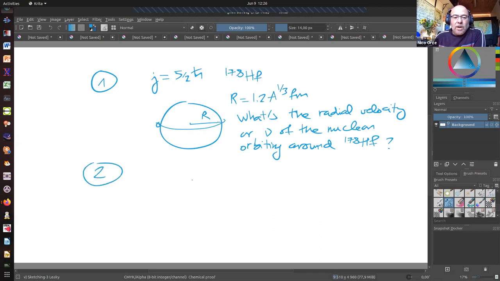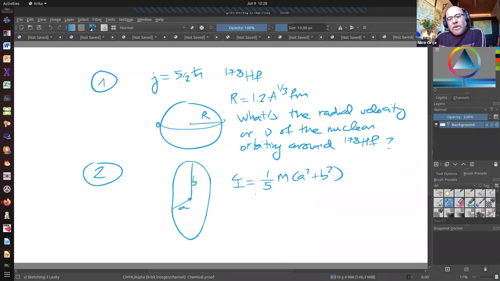Two. Now let's assume it's deformed, actually, and the moment of inertia of an ellipsoid is 1/5 of m, a squared plus b squared. But we're going to do the following trick. Imagine that a and b are the same, so we have the sphere, 2/5 of M R squared. And we're going to elongate it as we did with the Nilsson model. We're going to put here a 1 plus beta factor, and we're going to assume for this particular case that beta is equal to 0.3. Okay.